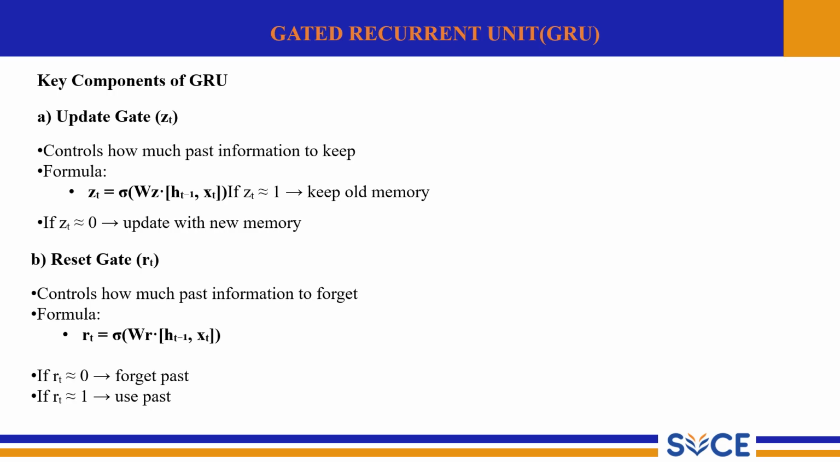So together these two gates allow GRU to make intelligent decisions about memory. The update gate ZT controls how much memory to keep overall. The reset gate controls how much past information to ignore when forming new memory. This combination allows GRU to preserve important long-term dependencies, discard irrelevant past information, and adapt dynamically to different sequence patterns.